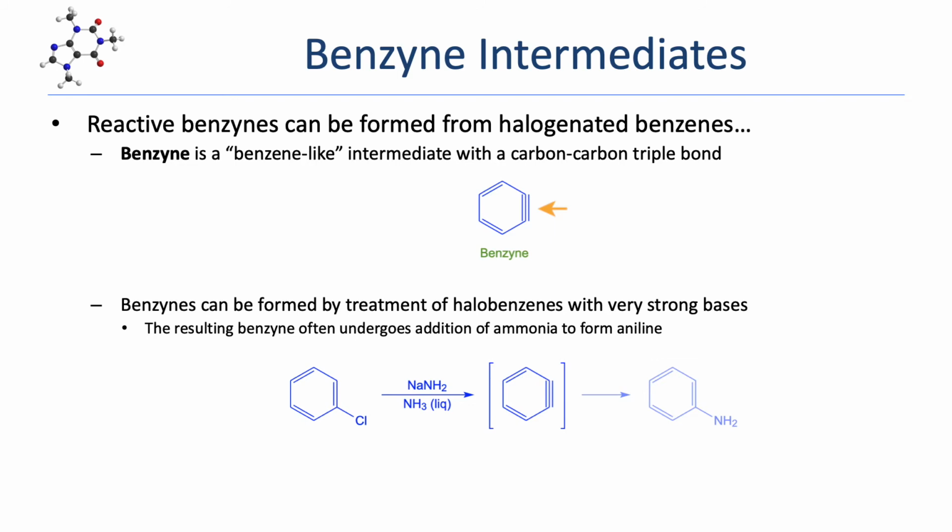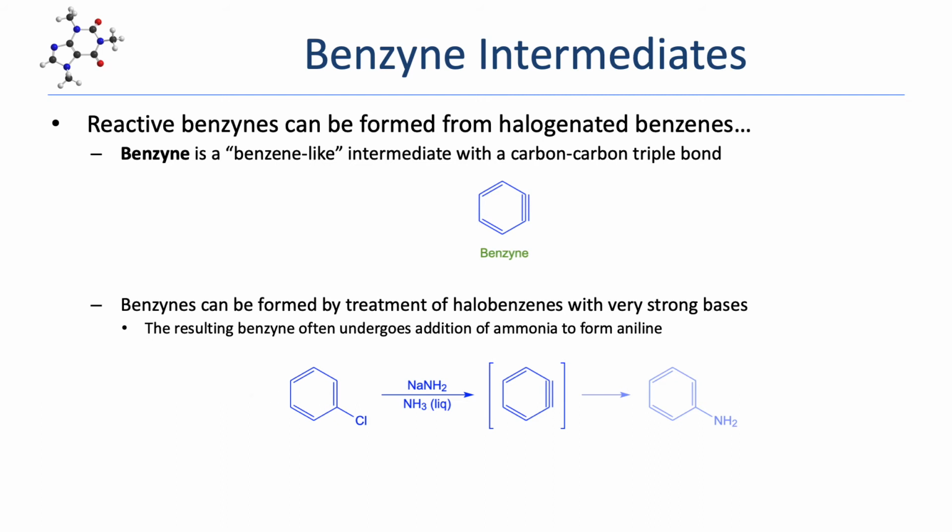Remember that sp hybridization means linear geometry, bond angles of 180 degrees. But in benzyne, those bonds are distorted into roughly 120-degree bond angles. This makes benzyne extremely unstable. It's a reactive intermediate and cannot be isolated. Benzynes can be formed via an elimination reaction. As you can see in the example, treatment of a halobenzene with a strong base, in this case sodium amide in liquid ammonia, forms a benzyne intermediate.